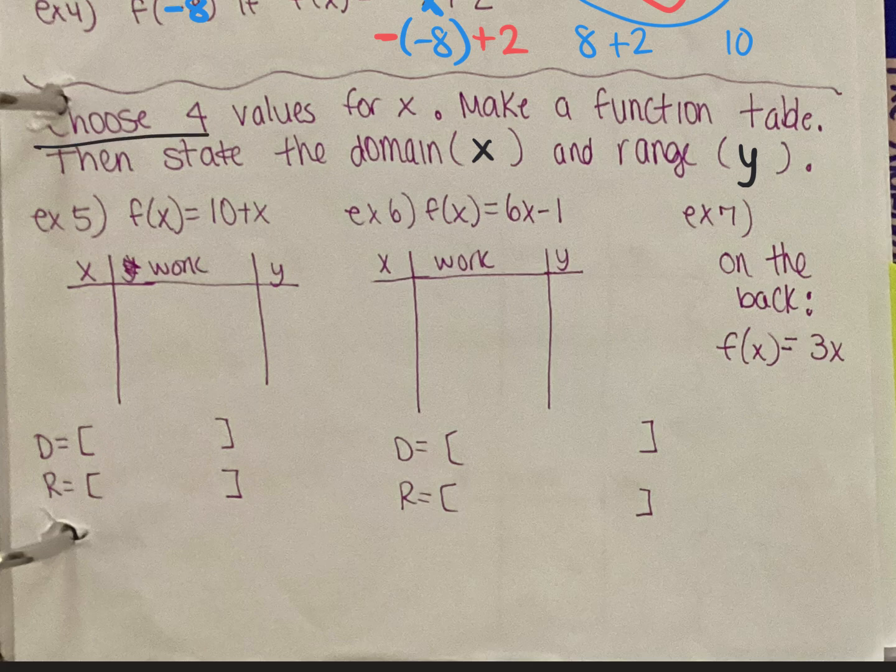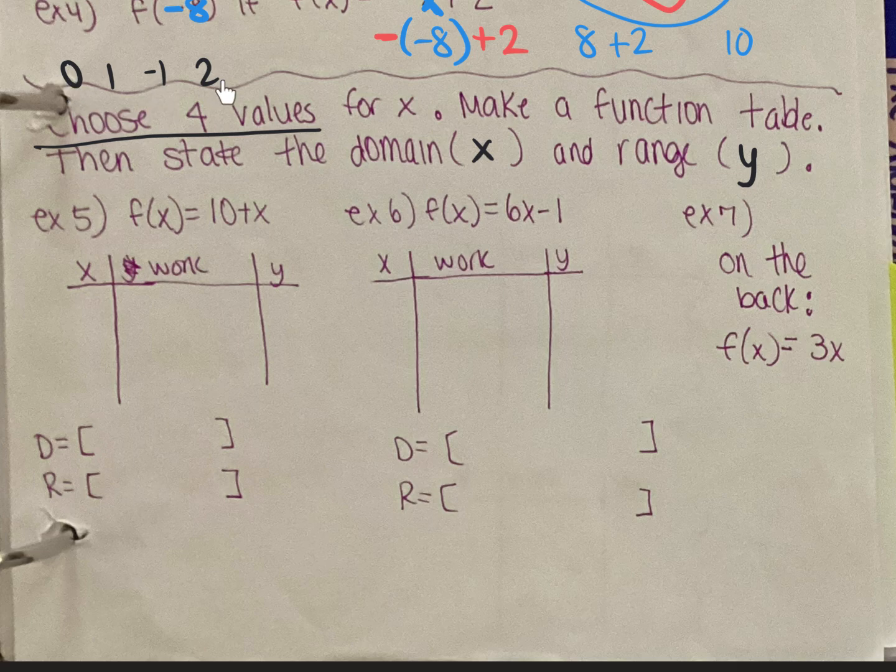Now, you can choose any 4 values you want, but it's going to be hard to grade this if we all choose different numbers. So every time we do this, let's choose 0, 1, -1, and 2. And then if we get a fraction or something, I might give you some advice to pick something else. But we're going to pick 0 is always going to be easy. It's good to have a positive and a negative.